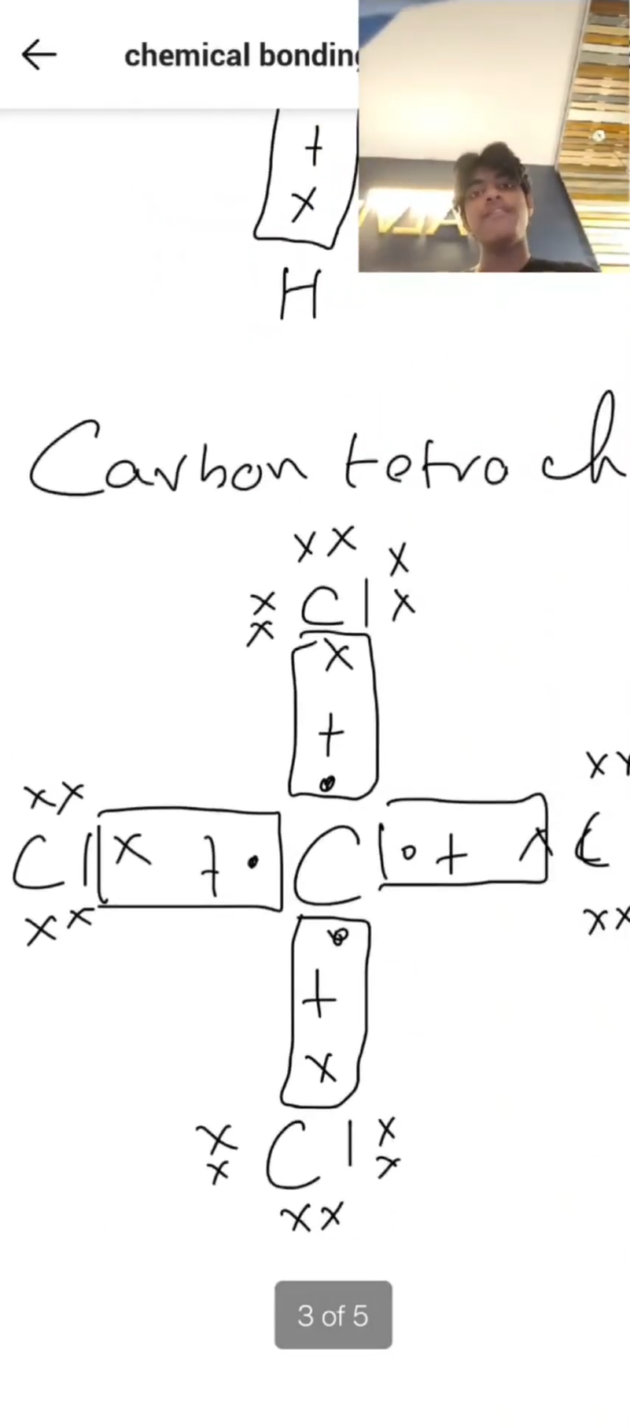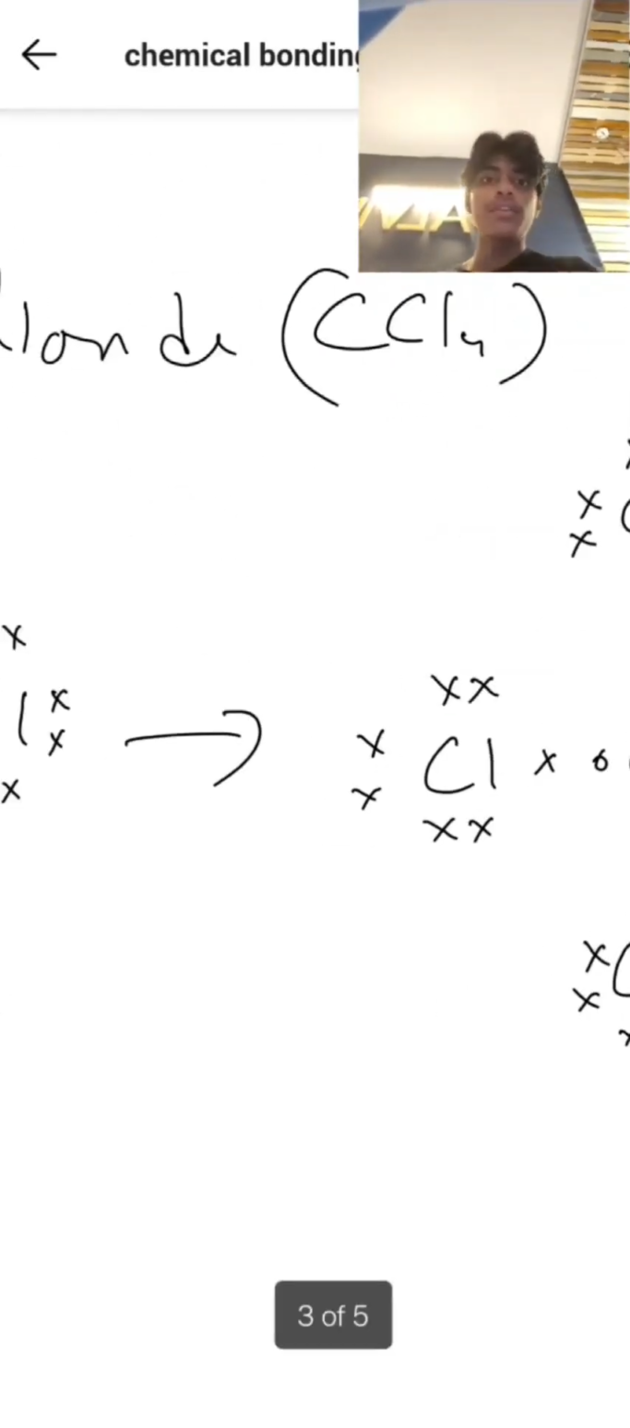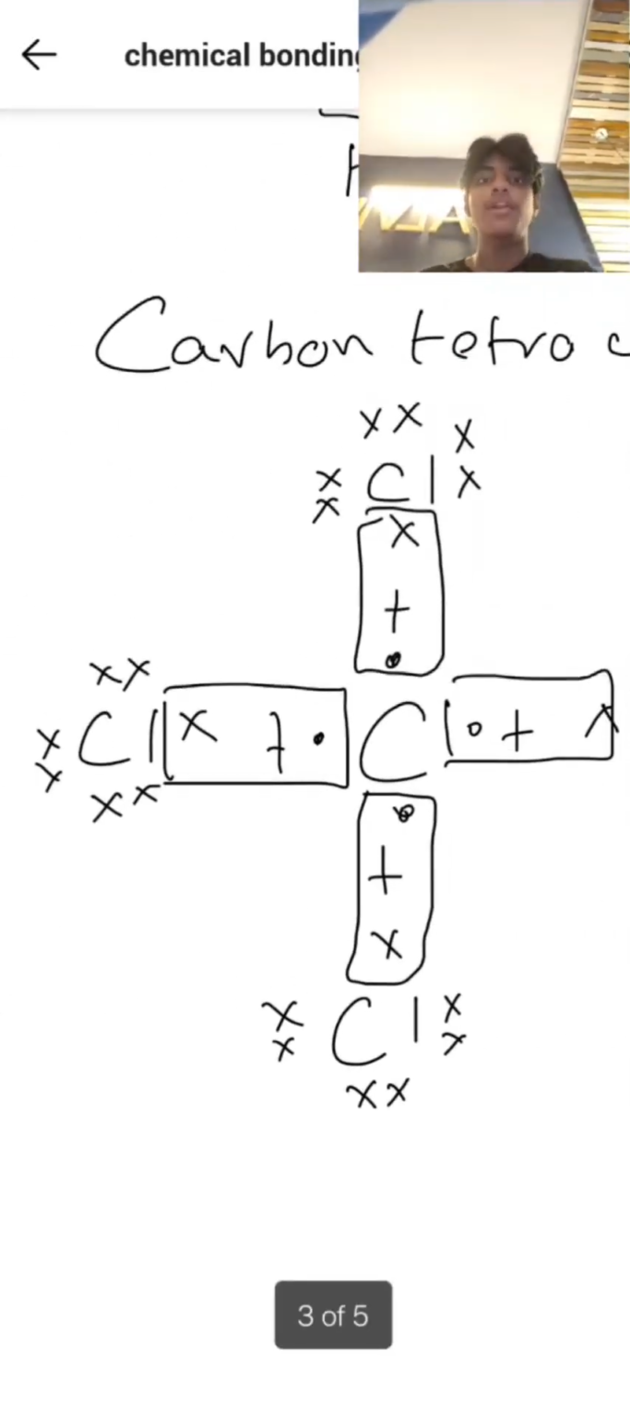Next we come to carbon tetrachloride. Carbon tetrachloride is CCl4, right? The basic valency rule: carbon has a valency of 4 and chlorine has a valency of 1. So this is basically a polar covalent compound, right? It looks kind of like this. It looks complex, but it's actually very simple. Just start from the basics.